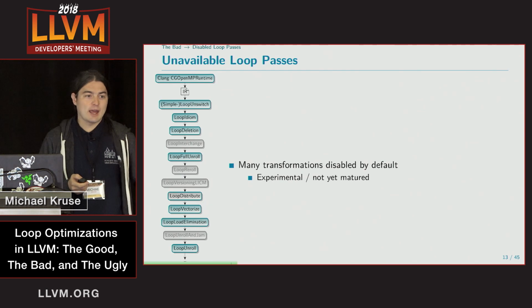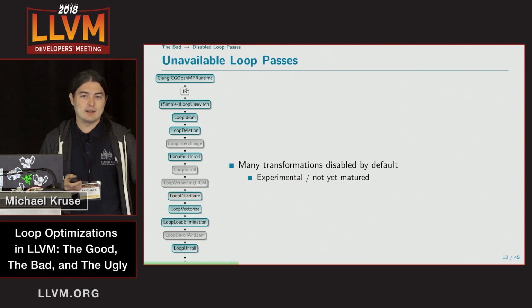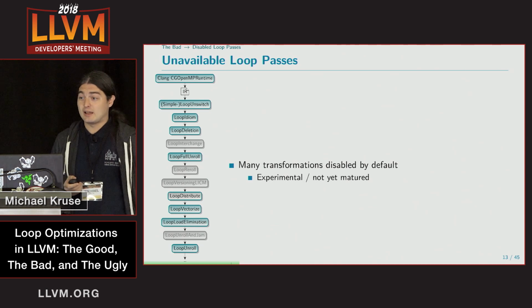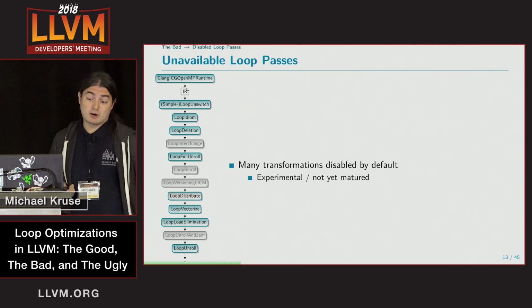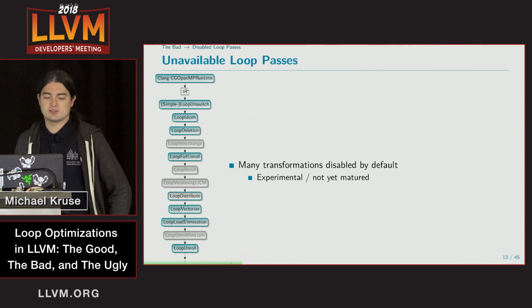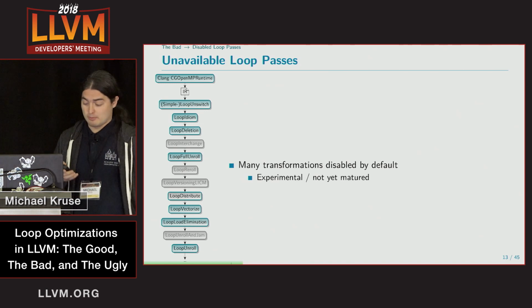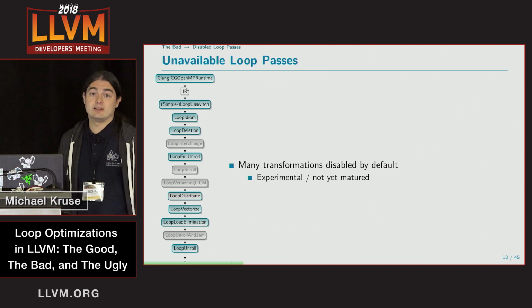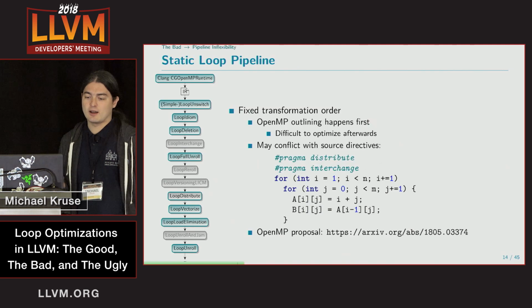I told you we have a couple of loop transformations, but some of them are actually disabled by default and have internal switches to enable them. The probable reason is that they are not as mature as they could be, so they might miscompile your code or not give the speedup you're expecting.